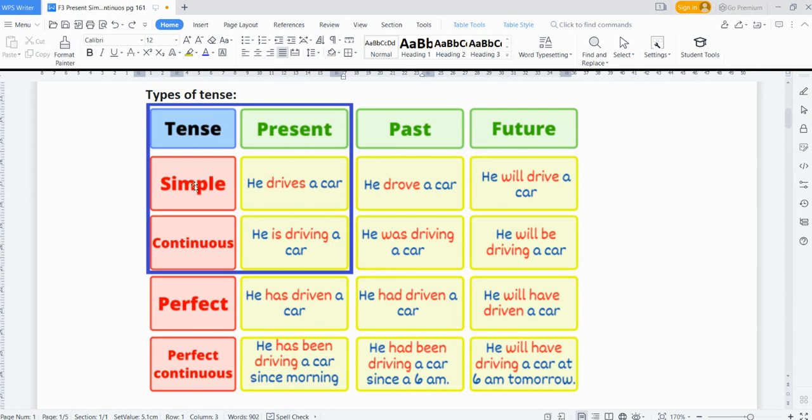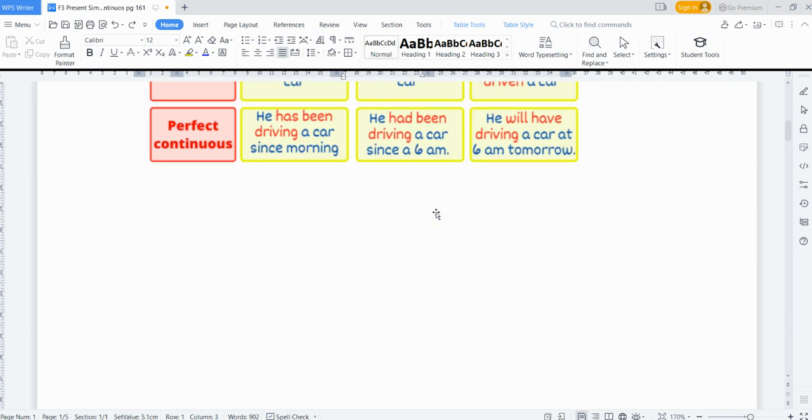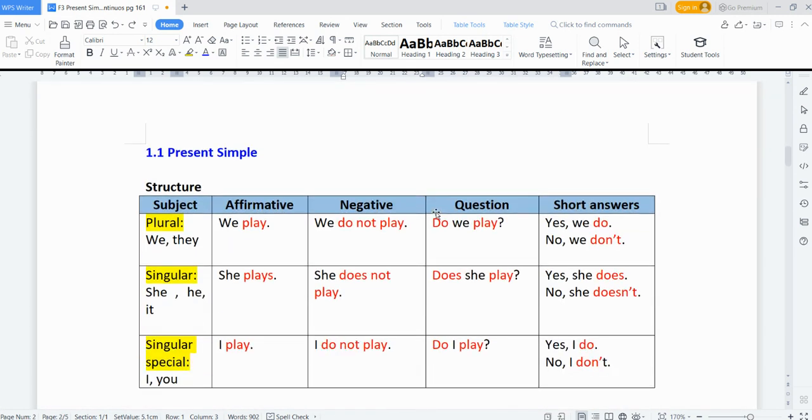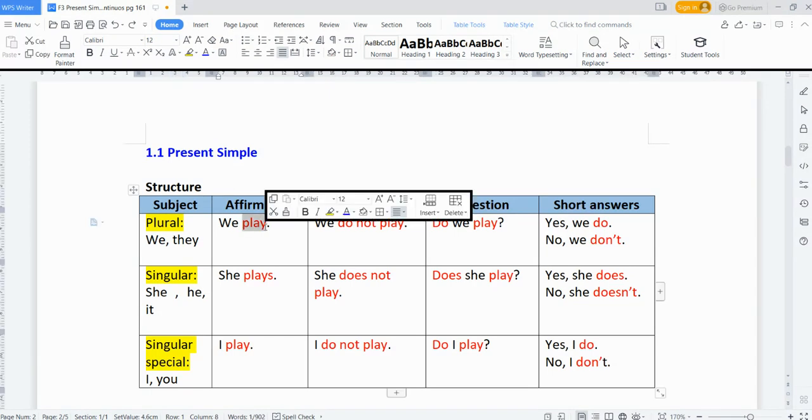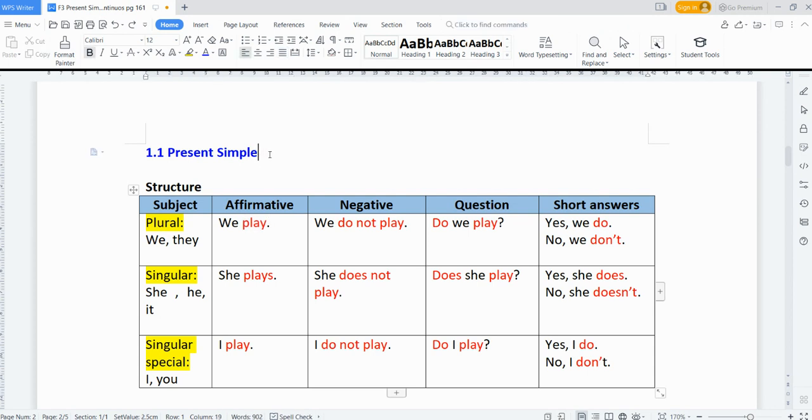Okay, so for today's video we will only focus on present simple. Okay, let's look at the structure of present simple. Okay, so basically how should we distinguish present simple from any other tenses? Okay, by looking at the verb. Okay, you look at the kata kerja. Okay, it's either you have s or no s. Okay, how to decide whether the verb has s or no s? Okay, we look at the subject.